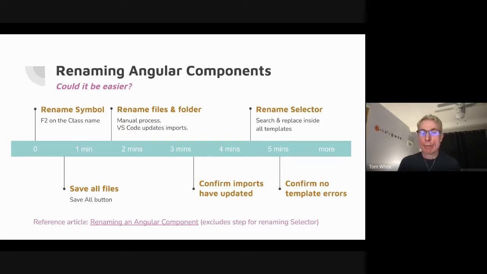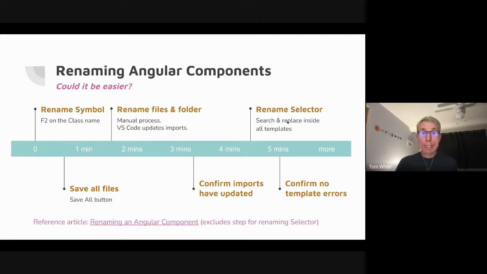Then you need to confirm your imports have updated. If you've accidentally left any editors open, they won't update or they won't save properly. Then you need to rename the selector. This is kind of optional, and the article reference below at the bottom doesn't actually do it. But if you've used the CLI to create a component, it auto creates a selector for you that uses the same naming convention based on the style guide. And I like to think that it's part of renaming an Angular component that you rename the selector so that it falls in line with that naming prefix on the component.